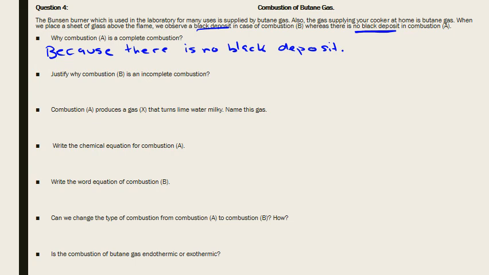Justify why combustion B is an incomplete combustion, and this is the key here, it's because we see a black deposit. Okay, if we see a black deposit, that means it is an incomplete combustion, because a black deposit is observed.